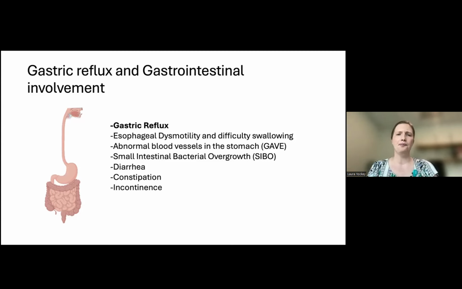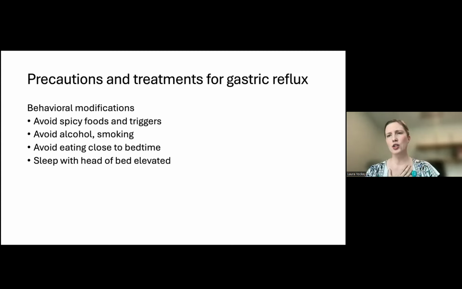So I'll talk a bit about some of the precautions and treatment for gastric reflux. This is particularly important in patients who have lung involvement, because untreated gastric reflux can worsen and contribute to lung inflammation. Some of the important behavioral modifications: avoiding spicy foods and anything that might trigger your symptoms, avoiding alcohol and smoking, avoiding eating prior to sleeping or being supine, and keeping the head of the bed elevated, usually around 30 degrees when sleeping, which can also help prevent reflux into the lungs.